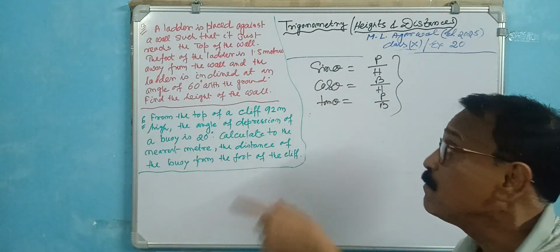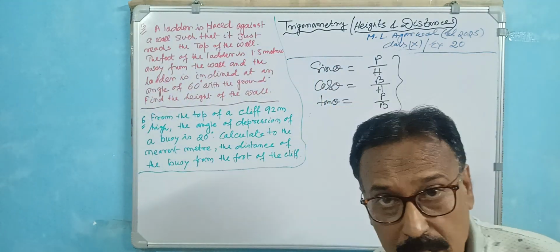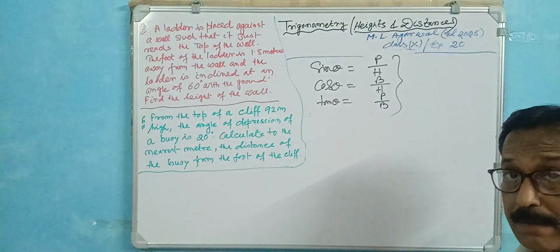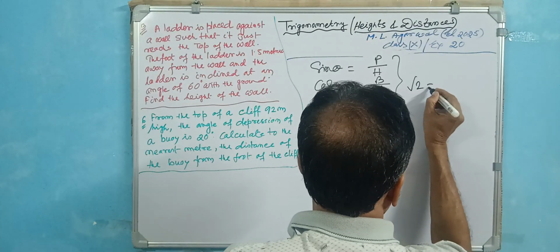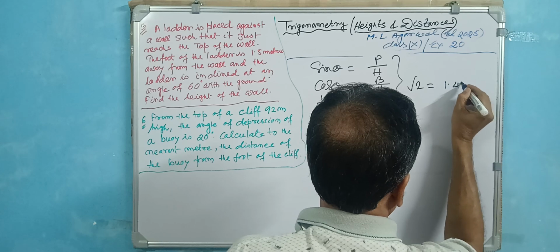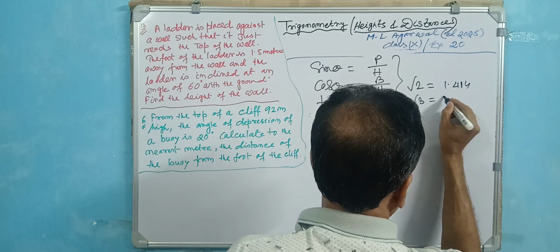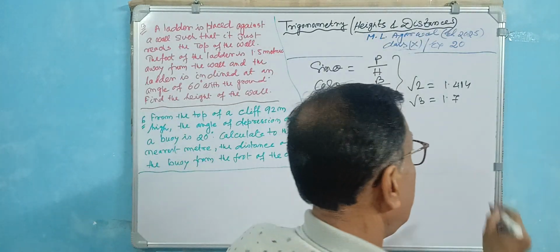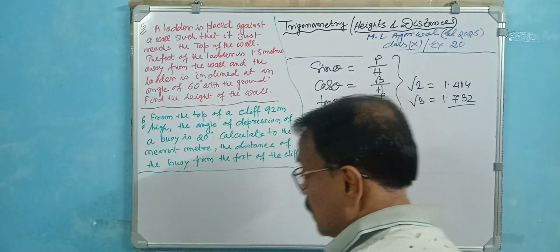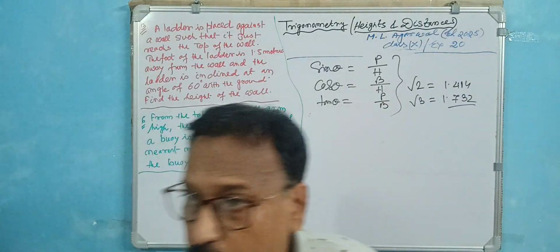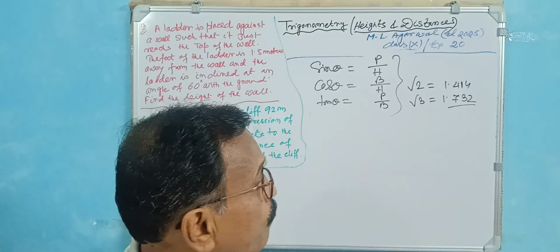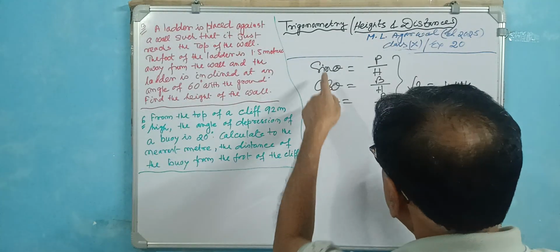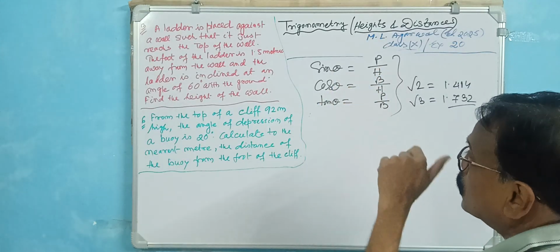For that, I revise. Sine theta, perpendicular by hypotenuse. Cos theta, base by hypotenuse. Tan theta, perpendicular by base. What is the value of root 2? 1.414. What is the value of root 3? 1.732. So you just remember this: root 2 is 1.414, root 3 is 1.732.